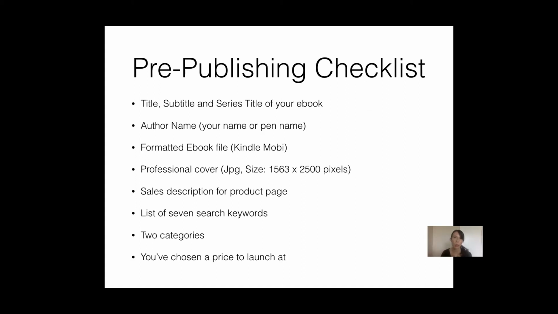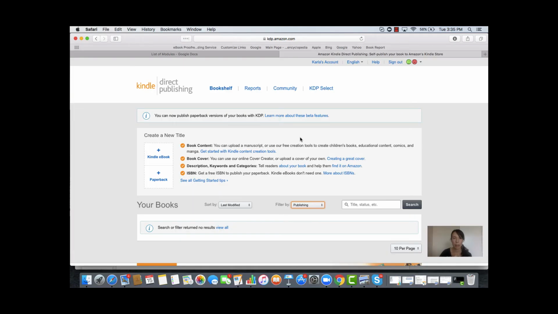Right, so now we'll go into the demonstration in the KDP platform of how to publish your ebook. Right, so here I am in my KDP account, just logged in. I am on the bookshelf page, so this is where all the books are listed. Right now I have it filtered by books that are publishing. I have nothing that's publishing right now, so there's nothing showing. But what you want to do on this first page to publish your book is click on Kindle ebook.